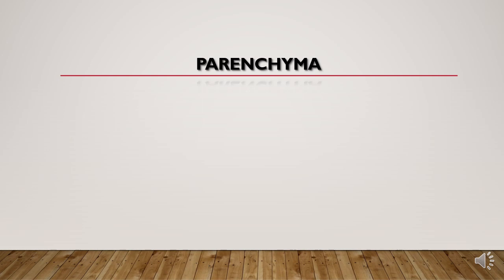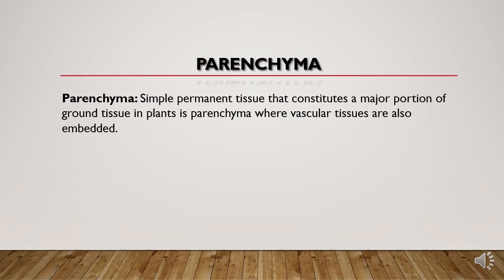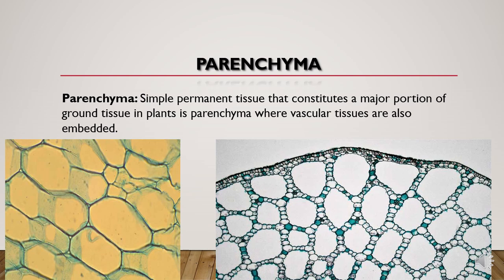Let us first discuss what parenchyma are. Parenchymas are simple but permanent tissues that constitute a major portion of the ground tissues in plants. Vascular tissues are also embedded in the parenchyma. This is a simple look of what a parenchyma looks like. As we say, they are permanent tissues and they constitute a very large portion of the ground tissues in plants.